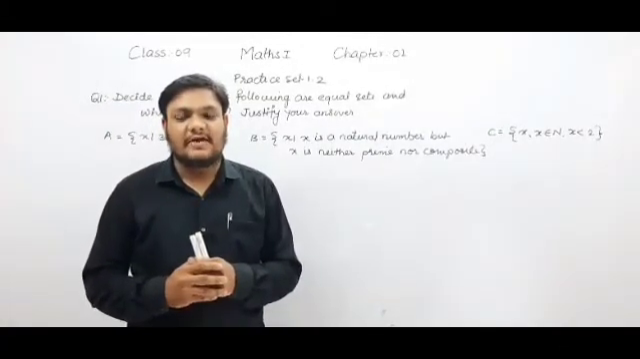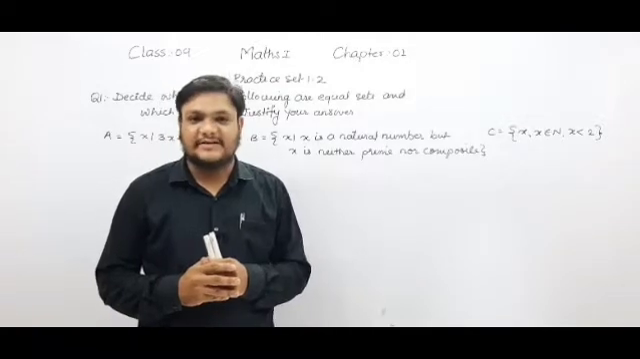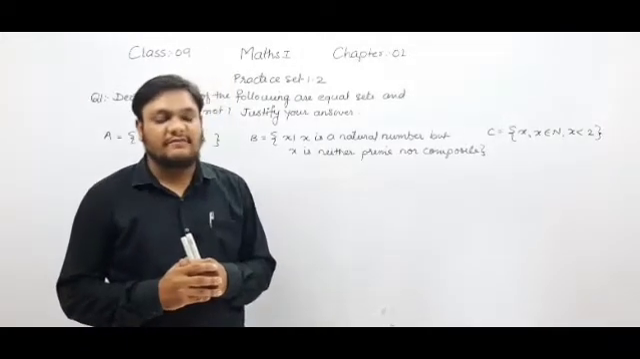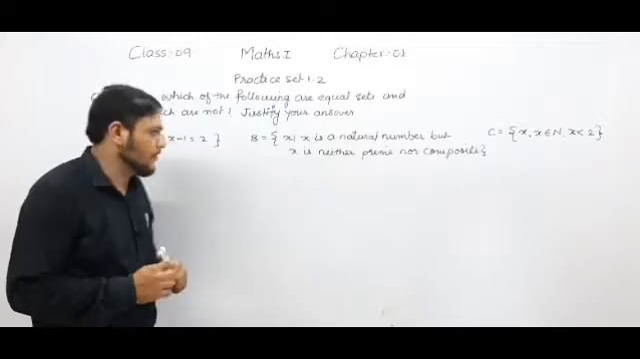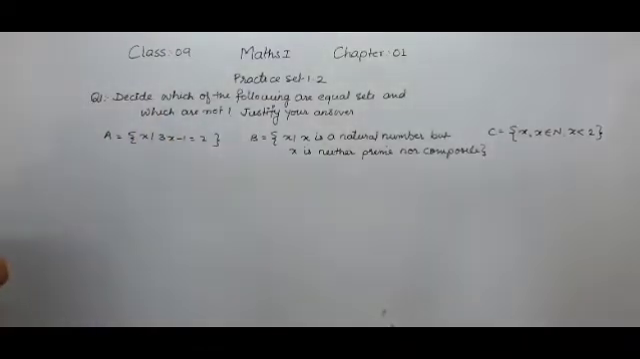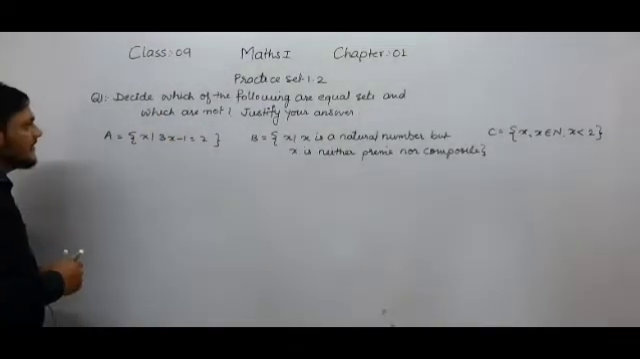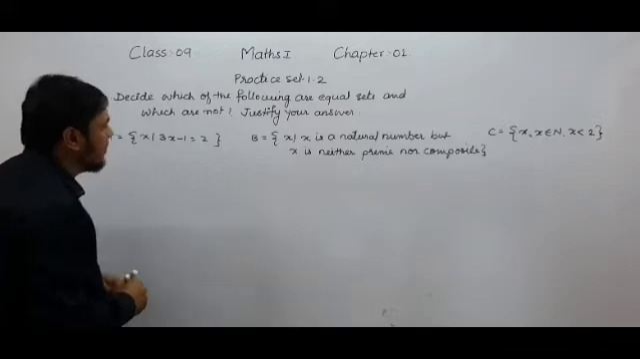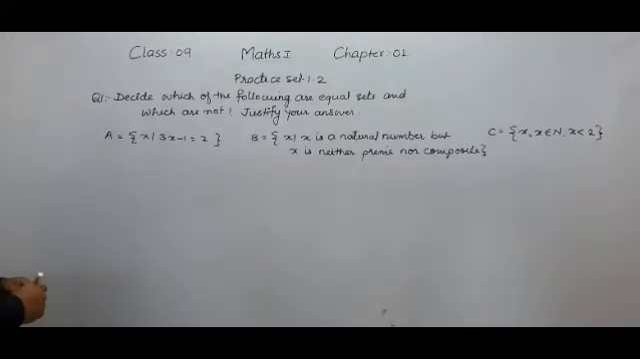In the previous lecture, we have studied the types of sets. So students, in this lecture, we are going to start practice set 1.2. In practice set 1.2, the first question is: decide which of the following are equal sets and which are not. Justify your answer.